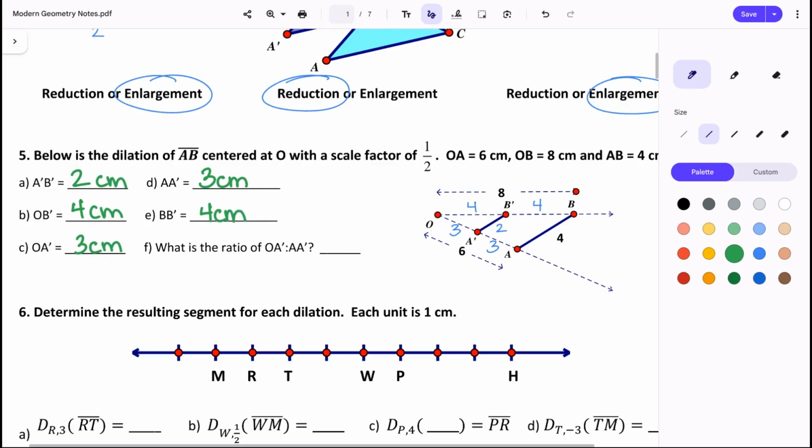Okay, now F is talking about a ratio. I kind of brought that up earlier today with that first example on number 4. The ratio of OA prime to AA prime. So how much are those measurements? 3. So I would write it like this, 3 to 3. That's my ratio. Can you reduce that though? Yeah, what would it actually reduce to? 1 to 1. So if we can reduce ratios, make sure you take that extra step to do that. Even if it was like 3 to 6, what would 3 to 6 reduce to? 1 to 2. So just make sure when you're setting up ratios that you check, are they reduced? All right, any questions on this one?